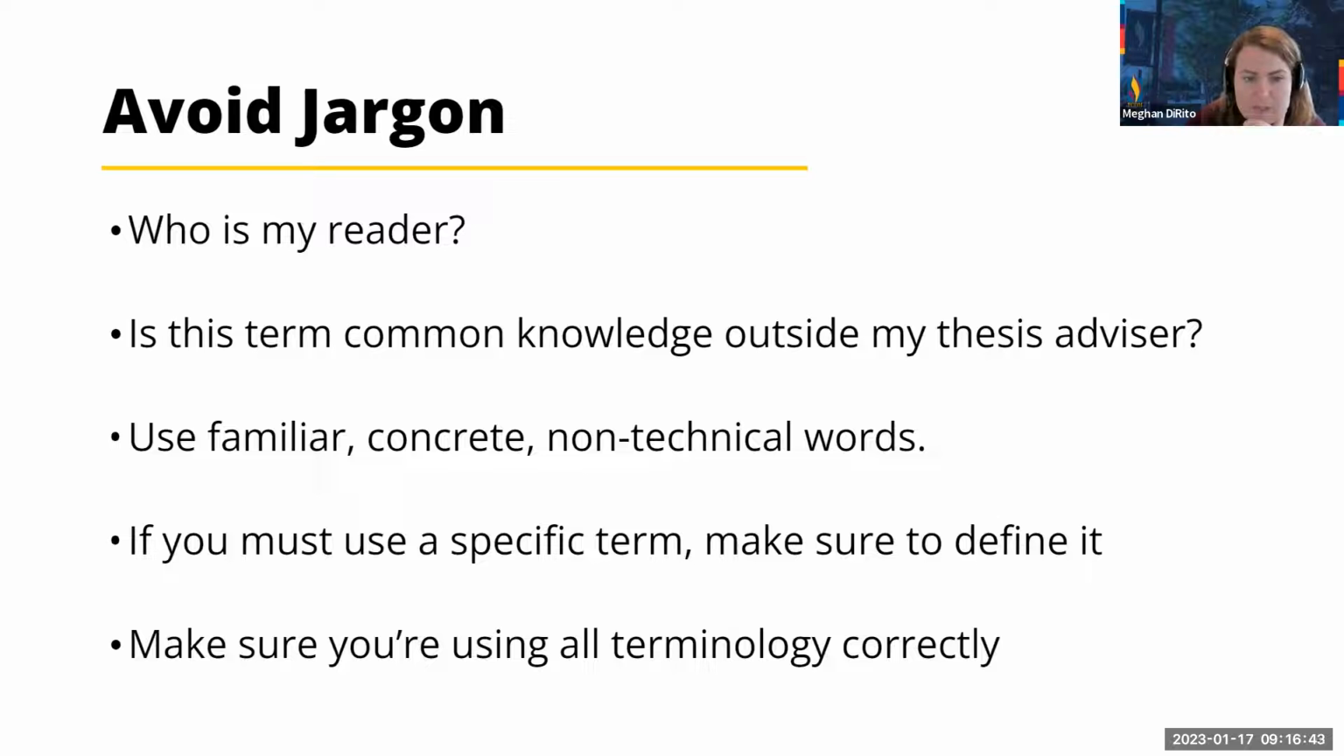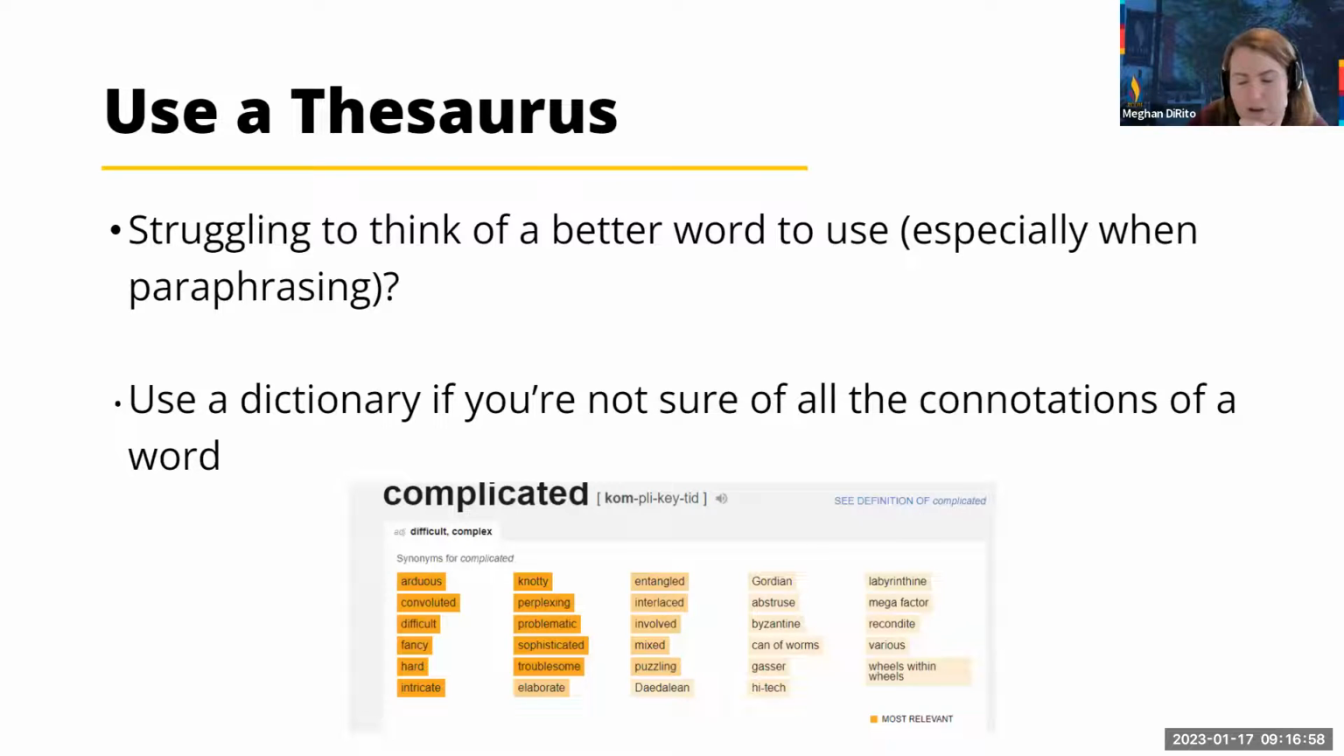If you must use a specific jargon term, make sure to define it so that everyone knows exactly what you mean by using this word. Make sure you're using all terminology correctly. If you don't know all the connotations of a word, maybe you should use a dictionary. Consider using also a thesaurus, especially if you're struggling to think of a better word to use. I see this especially when people are paraphrasing. And as I said, use a dictionary if you're not sure of all the connotations of a specific word.